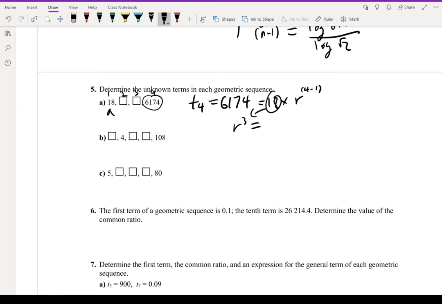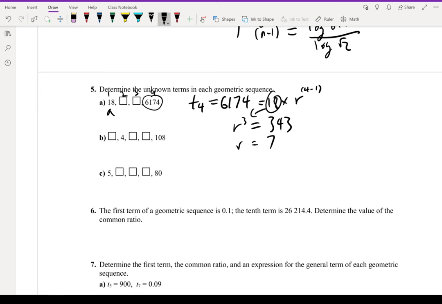6,174 divided by 18. No, it is 343. Okay, and then all we have to do is cube root that, and then we'll get 7. Okay, so r is equal to 7. So that's the ratio. Determine the unknown terms.